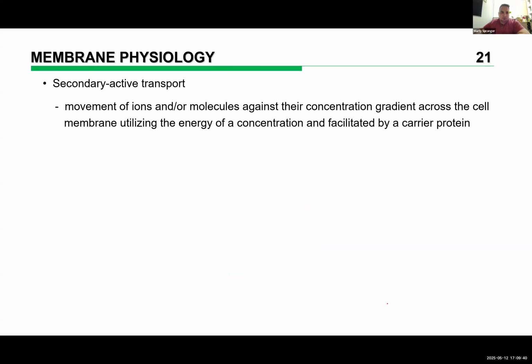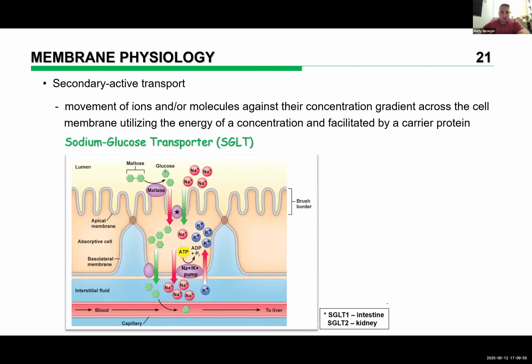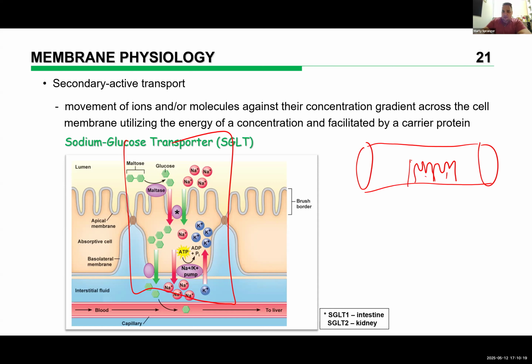Let's look at secondary active transport. So we have these molecules, ions, whatever they may be, moving against their concentration gradient again. But they're actually driven by the energy of a concentration gradient. And again, facilitated by a carrier protein. So probably the best example of secondary active transport would be an SGLT, which is a sodium glucose transporter. So imagine this being your small intestine. We've got cells that line the small intestine that have microvilli. And that's what we're looking at right here. So we're just blowing this up and looking at that.